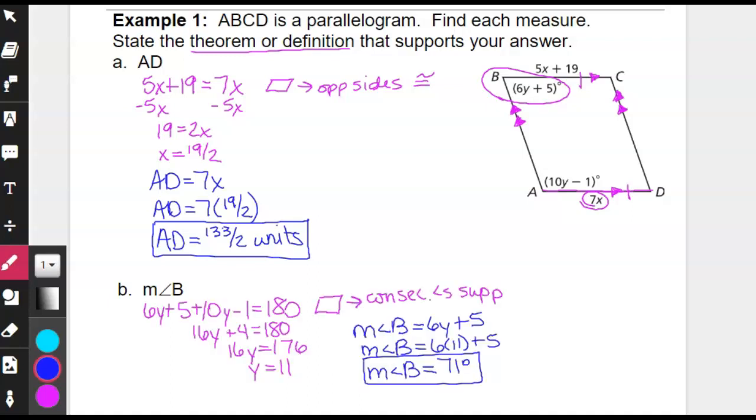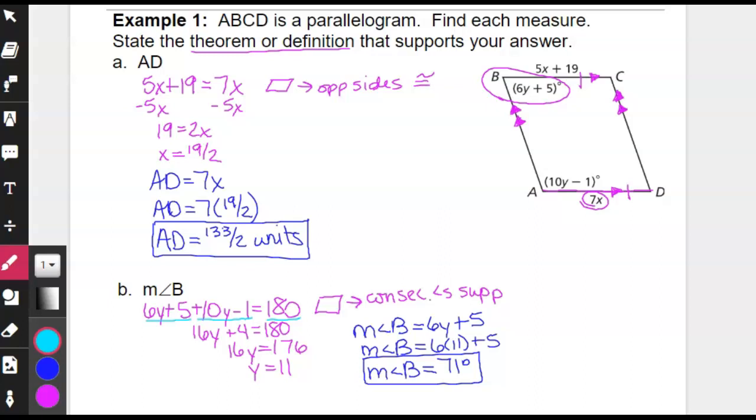Okay. Hopefully you determined that angle B and angle A are consecutive angles. The property that talks about consecutive angles in a parallelogram states that if a quadrilateral is a parallelogram, then consecutive angles are supplementary, which means I was able to add the measure of angle B plus the measure of angle A and set it equal to 180 degrees. You get 11 for the y value, which you then must substitute back into the measure of angle B's expression to get 71 degrees for that angle measure.